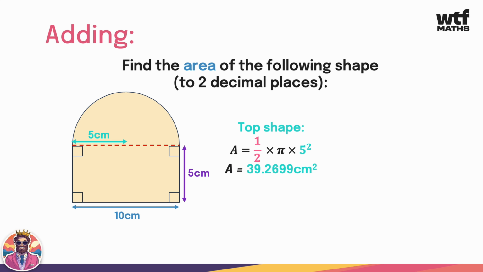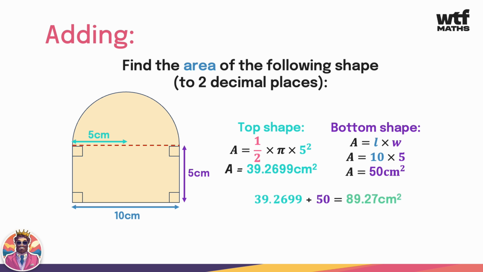39.2699 centimeters squared. Now the bottom shape is a rectangle, so we're just going to do length times width, which is 10 times 5, which is 50 centimeters squared. Now, to find the total area of this shape, it makes sense to add them together. So if we add them together, we'll get 89.27 centimeters squared. So that's the total area of this composite shape.